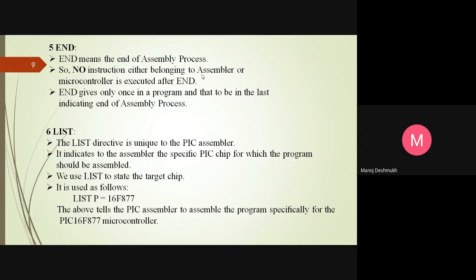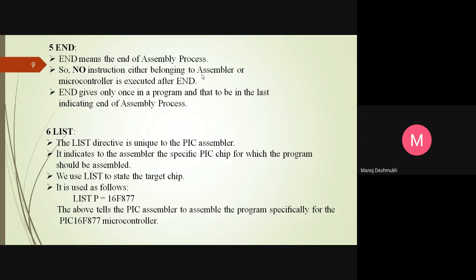So END indicates the end of assembly instructions. After this directive, further instructions will not be executed by an assembler. So END is the last directive or last pseudo instruction. After that, your assembler will not go further for execution of your instructions. So whenever all your instructions are finished, including the subroutines and sub functions like delay and interrupt functions, only after that, at the last, you should mention the END directive.